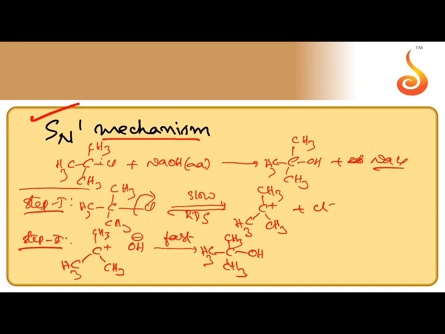In the overall reaction, as the first step is the slow step, the entire rate of reaction depends on the first step only. That's why it is called the rate determining step. In this rate determining step, as only one molecule, tertiary butyl chloride, is involved in the reaction, this is a first order reaction as well as a unimolecular reaction. The rate of SN1 reaction, SN1 mechanism, is directly proportional to the stability of carbocations.